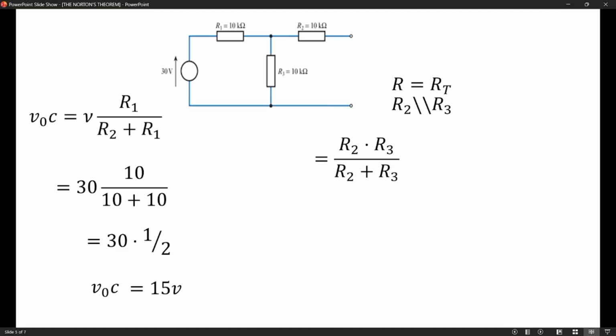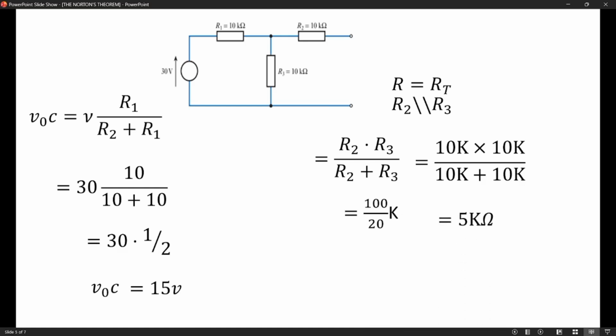So we have R2 multiplying R3, all divided by R2 plus R3. We put in our values, remembering that all of the resistors are in kilo. That's 10 kilo multiplying 10 kilo, all over the sum. Let's simplify it so that we won't waste much more time. We get 100 over 20, all in kilo, then our final answer becomes 5 kilo ohms.